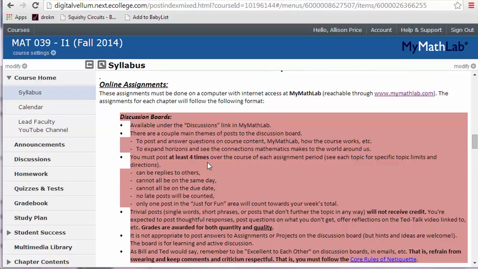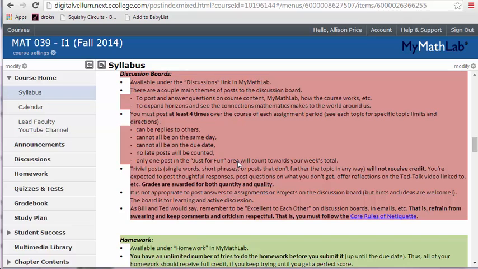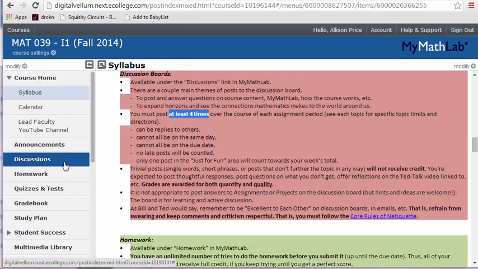Alright, course requirements. For the online course, there are several assignments that you will be doing online in MyMathLab. The first one is discussions. Again, I'm not going to read through everything, but I'm going to highlight a couple of points. You must post at least 4 times over the course of each period assignment. A discussion period assignment may be 1 to 2 weeks depending on the length of your course, and the dates are posted in the announcements as well as on the discussion forum page. Discussions can be found on the link here to the left.